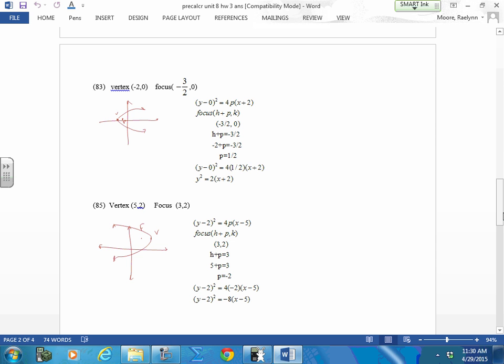Next, your focus and your vertex are now 2 apart, from 5 to 3. And it's opening to the left, so p has to be negative. Plug in your p. The main part is make sure you get your h and your k in the right position. H always goes with the x, k always goes with the y.